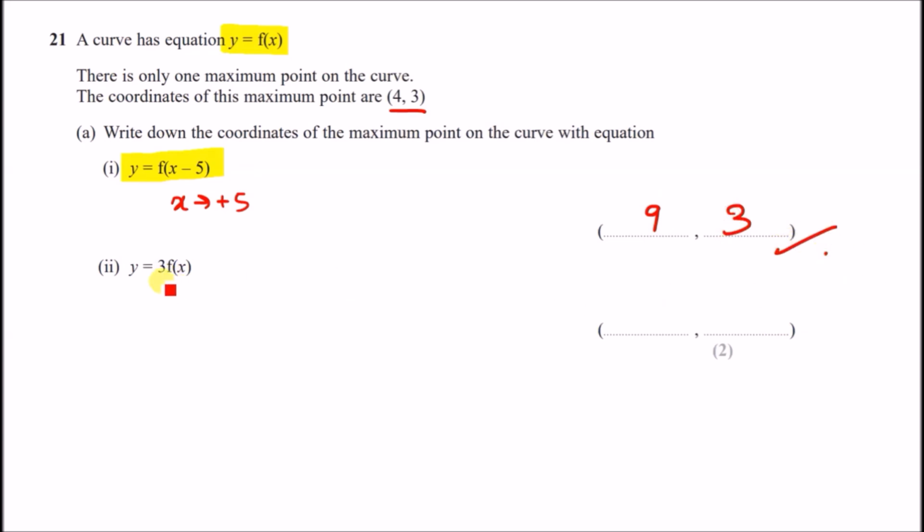For the second part, it says 3 times the function. Since y equals that function, we're going to multiply all the y terms by 3. So looking at the coordinate again, multiplying the y coordinate by 3, we're going to get (4, 9). And that's it for part A.